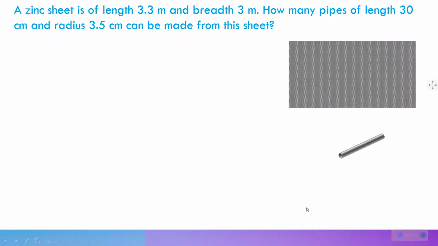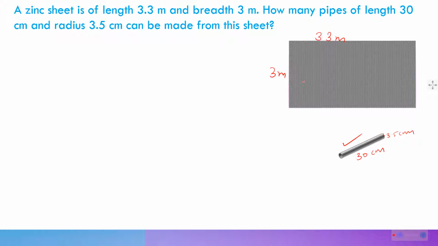Okay, we'll go ahead. A zinc sheet is of length 3.3 meter and breadth 3 meter. How many pipes of length 30 centimeter and radius 3.5 centimeter can be made from this sheet? So it is given that the length is 3.3 meter and breadth is 3 meter. We are making pipes like this having length 30 centimeter and radius is given as 3.5 centimeter. Please remember that the units are not same. We have to convert them into meter or centimeter. Better convert meter into centimeter for convenience.